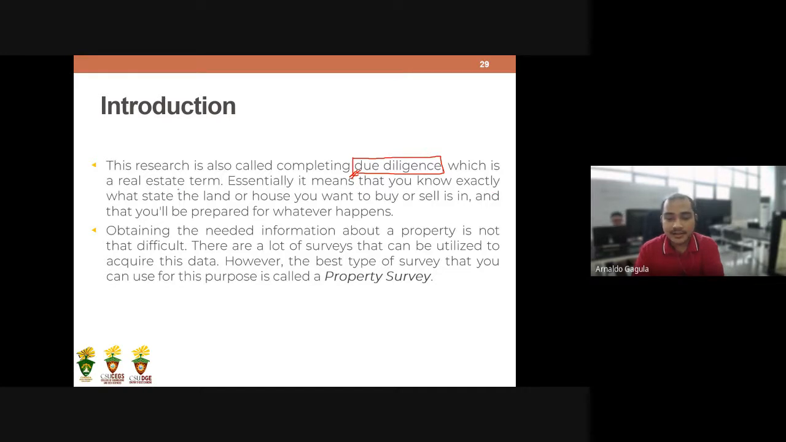Which is a real estate term. When we say due diligence, it is a real estate term. Essentially, it means that you know exactly what state the land or house you want to buy or sell is in, and that you'll be prepared for whatever happens. So you should be ready, specifically if your land is located beside a road. And what if the government plans to widen the road?